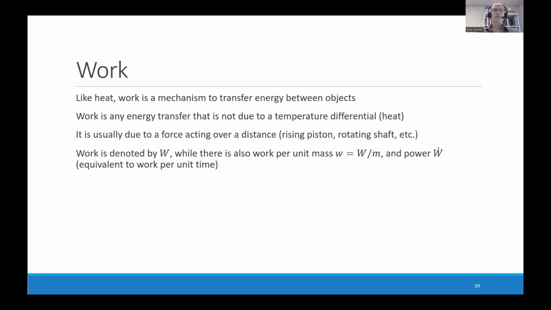Work is another mechanism to transfer energy between two objects. Work basically is any type of energy transfer that is not heat. It is usually due to a force interaction between two objects that causes some displacement. Work is denoted by W, and just like heat has both specific forms, little w per unit mass, as well as rate forms, W dot per unit time.